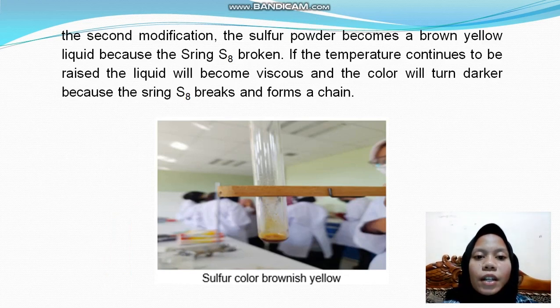The second modification: the sulfur powder becomes a brown-yellow liquid because the S8 ring is broken. If the temperature continues to be raised, the liquid will become viscous and the color will turn darker because the S8 ring breaks and forms a chain.